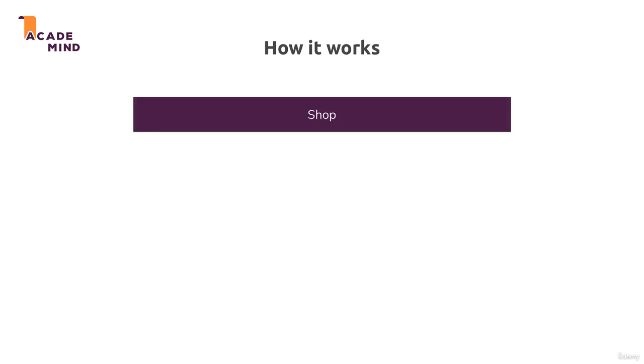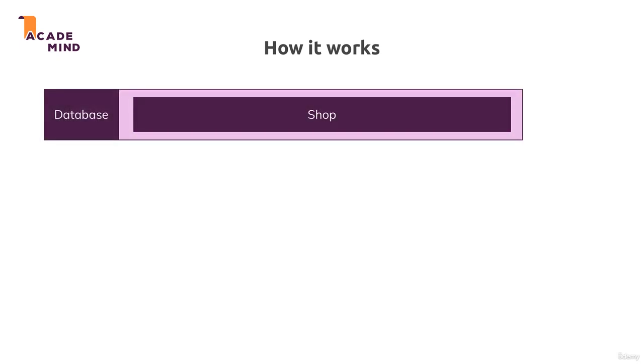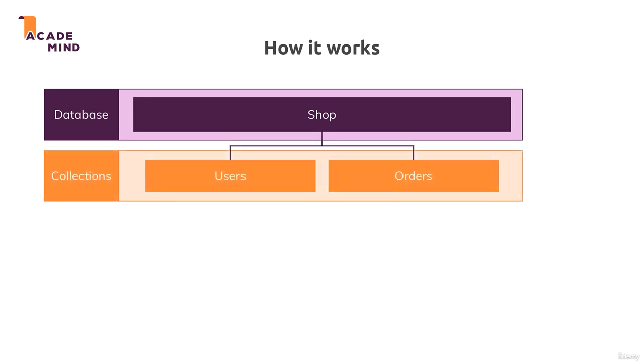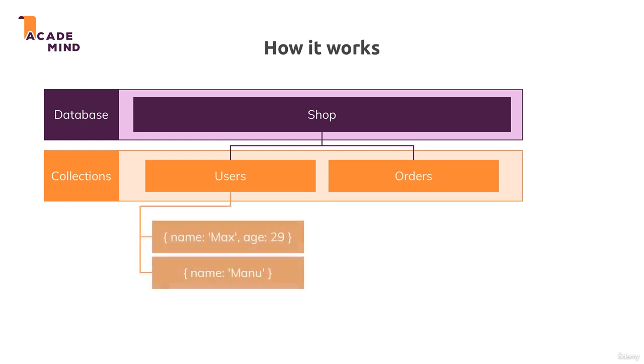Well, just like in the SQL world, we spin up a MongoDB server, and there we can have multiple databases. For example, a shop database. Now, in such a database, in the SQL world, we would have multiple tables. In the NoSQL MongoDB world, we have multiple collections, like the users and orders collection, for example. Now, inside of each collection, we don't have so-called records, but we have a couple of documents.